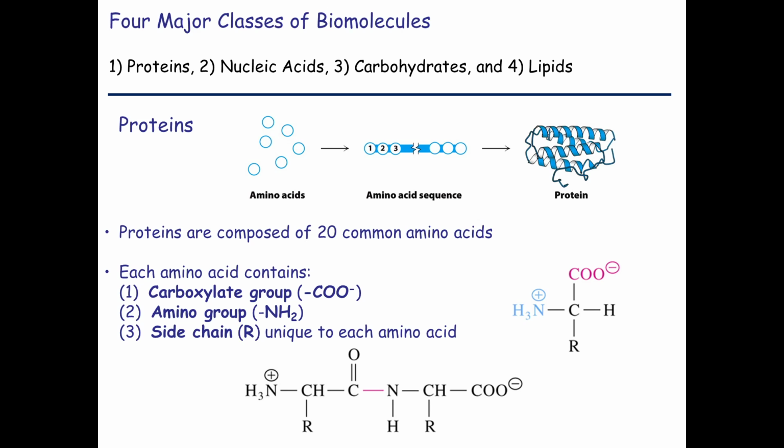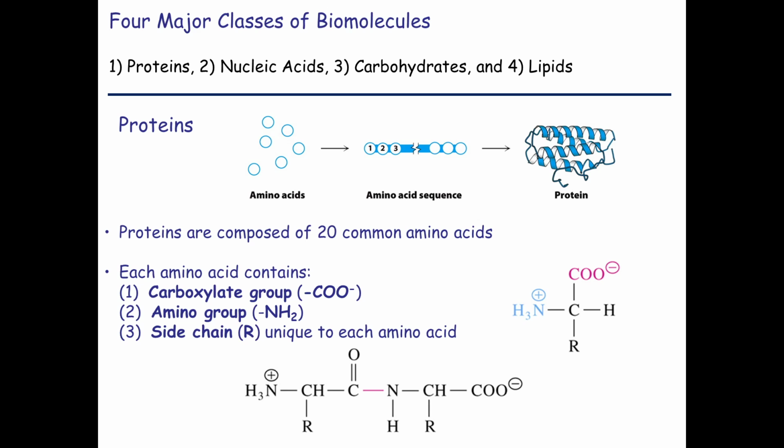And R varies among the 20 different amino acids. So they all have that generic form, right? And then R can vary among the 20. R can be as simple as another hydrogen, and it can be as complex as the indole ring on a tryptophan. So it can get quite drastic, the difference between these two.